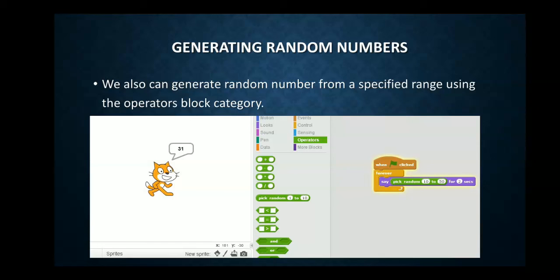Now, generating random numbers. In the previous example we saw that we have to specify an individual, particular number. But using the random number feature, we specify a range and it picks a number automatically from the given range. In the example you can see it is showing 31. After waiting 2 seconds, it will display a different number between 10 and 50. It will not display 9 or 51.